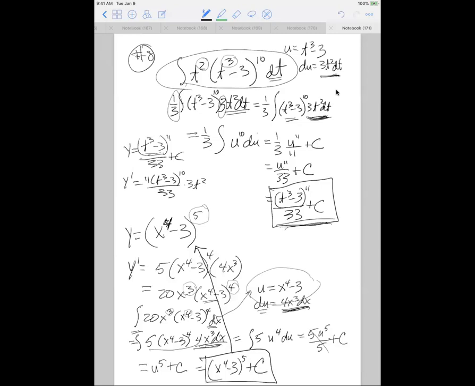So now look what happens. The 11 and the 3 cancel with the 33, and what's left is t squared times t to the 3rd minus 3, to the 10th. Got it. And that's what we started with. So that's the problem. That's substitution.